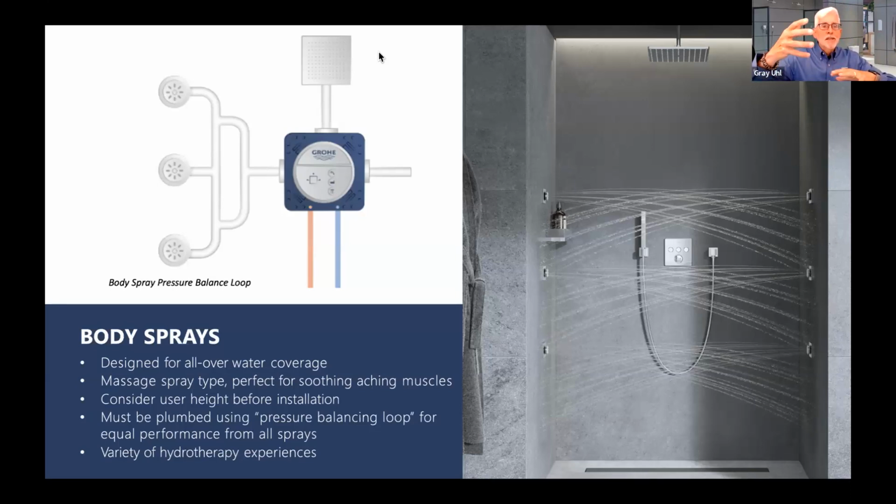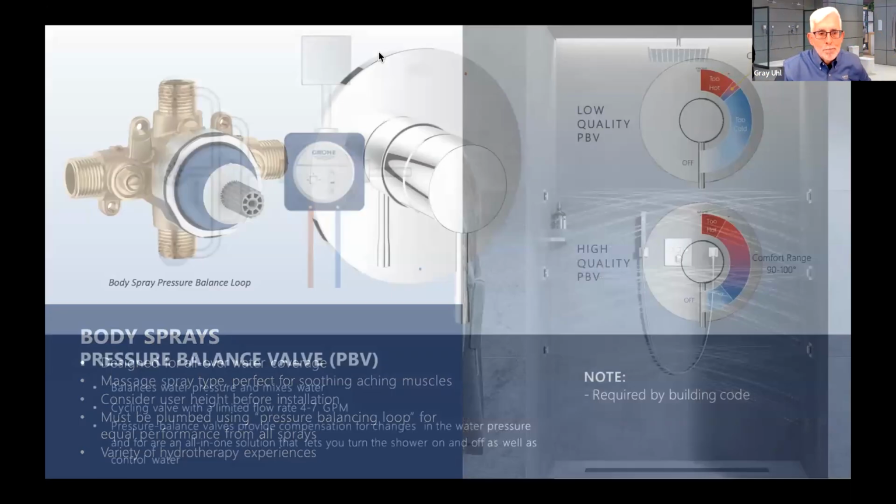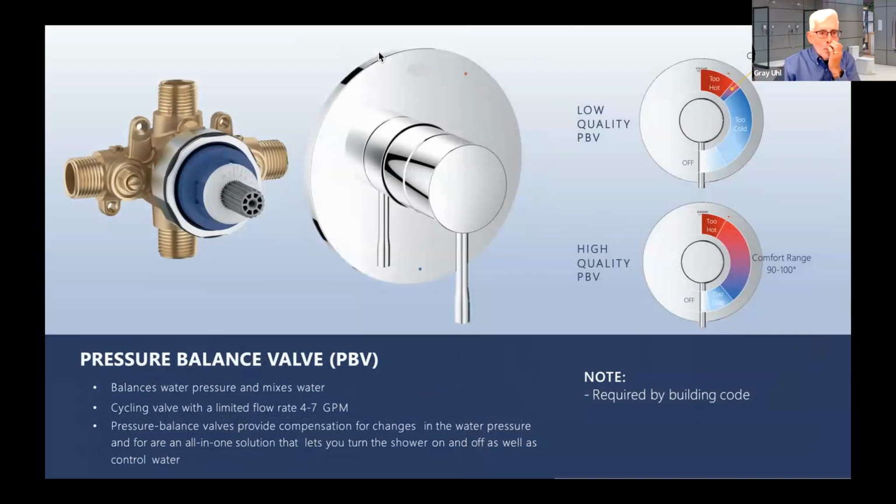The plumber knows this, but they've got to put in a system that delivers equal pressure to each of the side body sprays. Otherwise, the majority of the water will come out the lowest spray and very little water will come out the top one. So that's just something to know. But again, the plumber needs to know that.